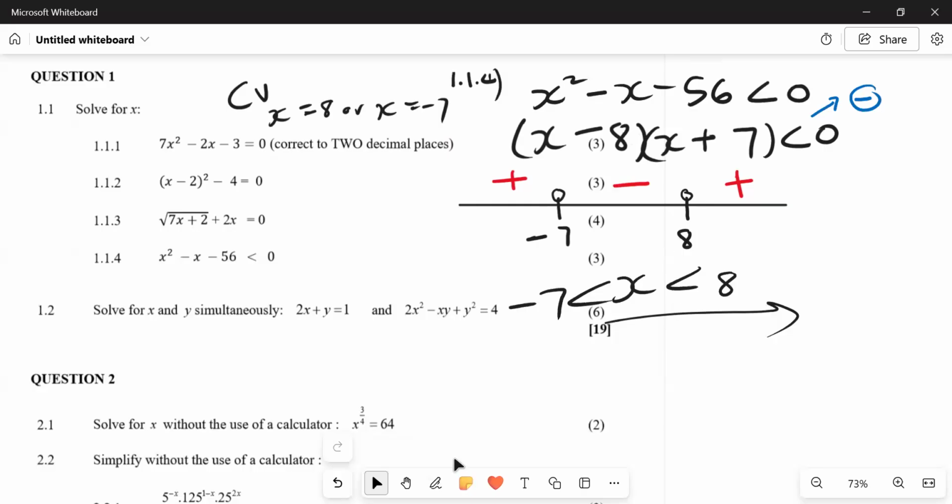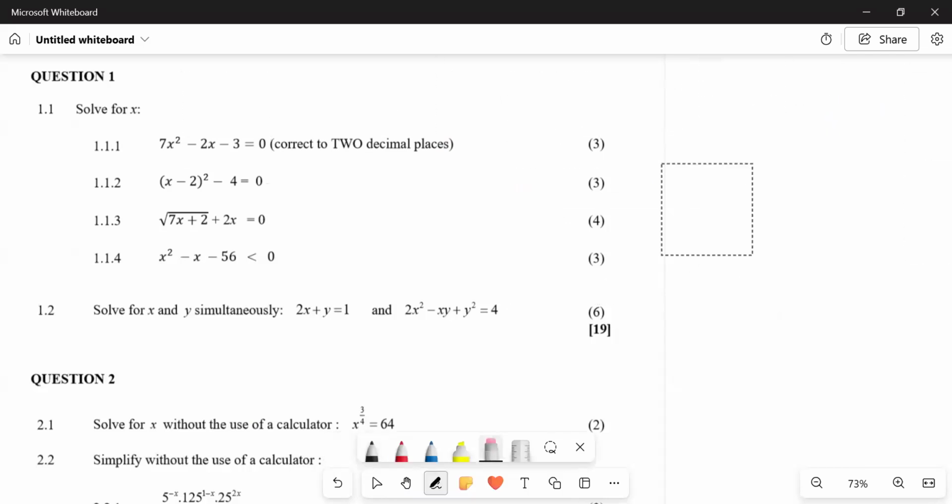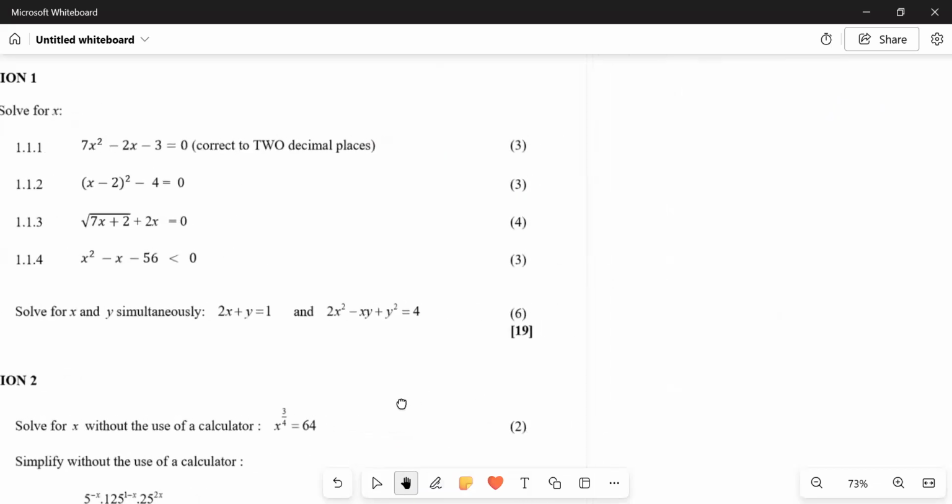And then we move to 1.2. That's our simultaneous equation, right? 1.2 is our simultaneous equation.